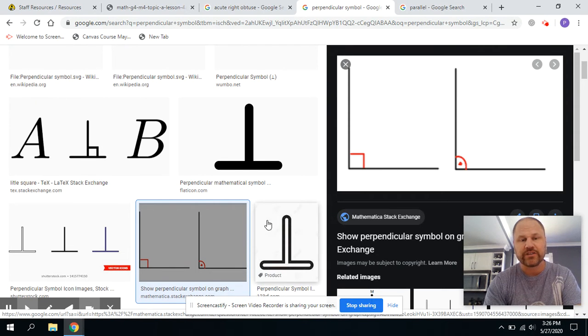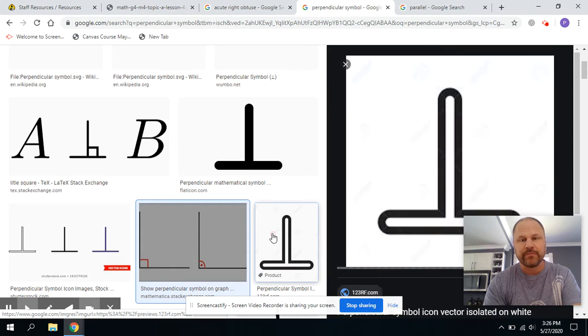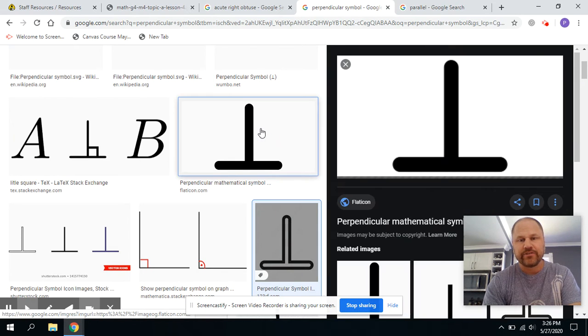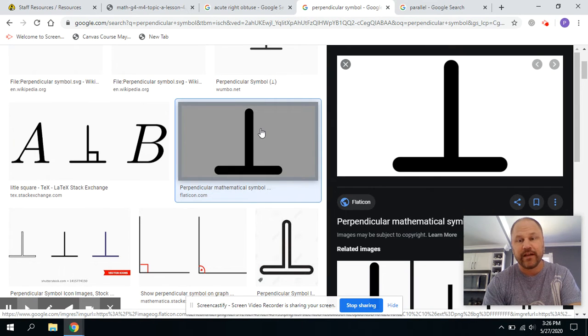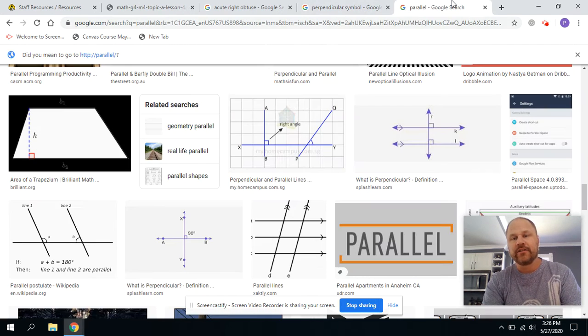And then also we saw this symbol, which is the upside down T, that shows that two lines or whatever are perpendicular to each other. They make that L shape or T shape if they cross each other. They can cross, but they don't have to. Okay, which brings us to the parallel line.